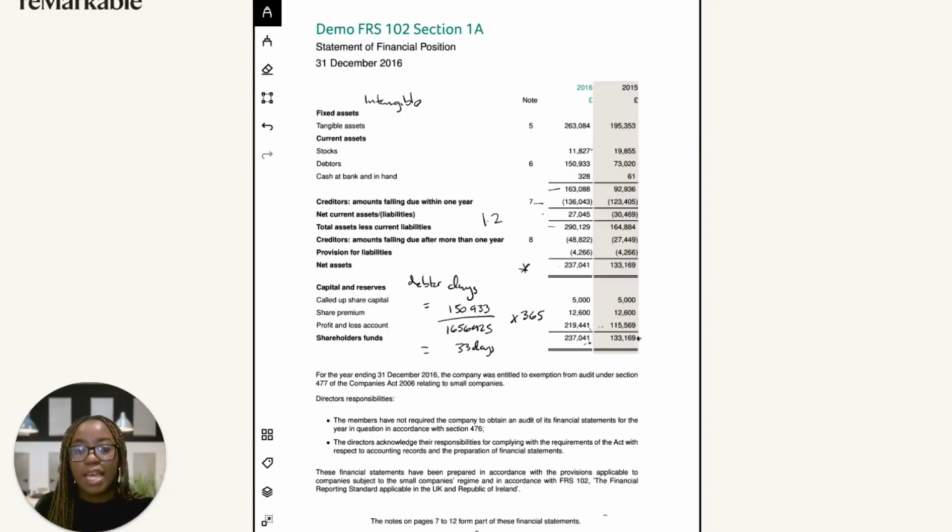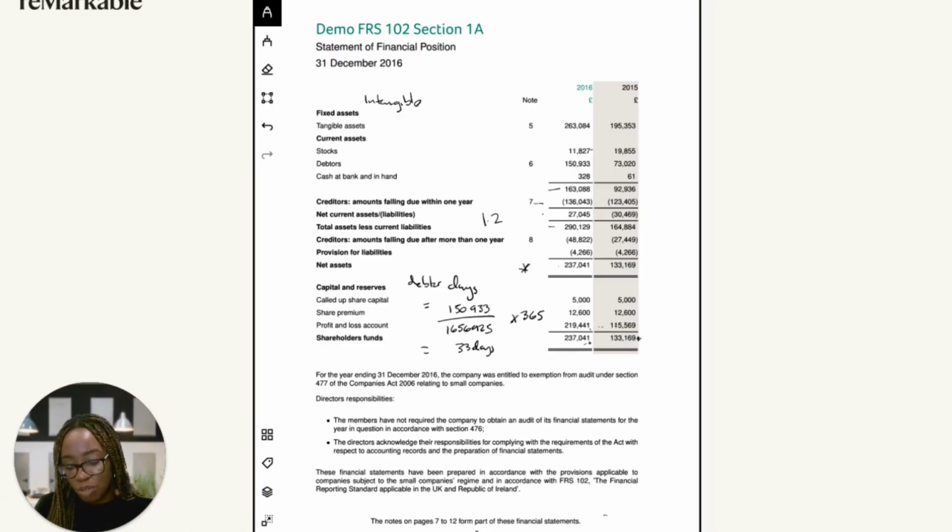So what's that saying? It's saying that these are the number of days it takes for this business to pay its creditors. So if you are, let's say, a potential creditor, you want to know how long it might take you to recover your money from this business, this is something that you would want to look at. So how efficient is this business?